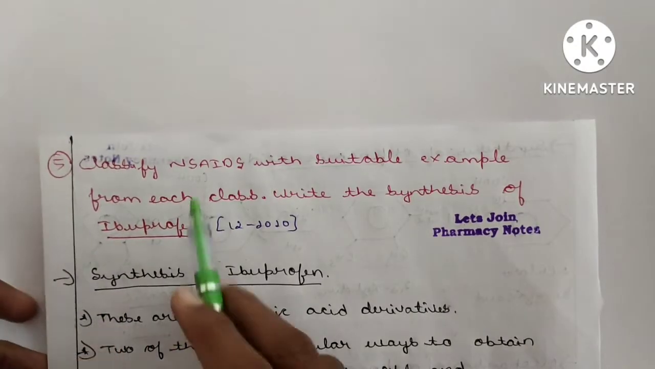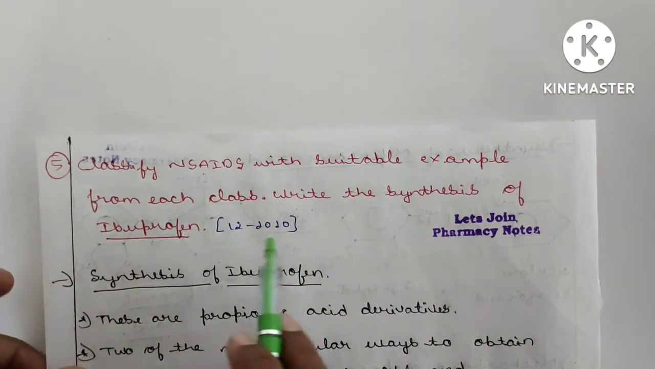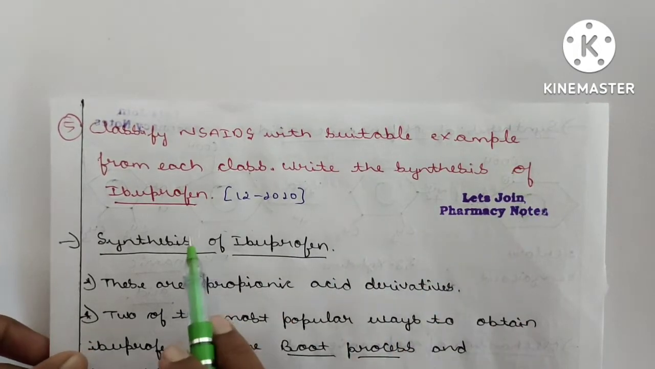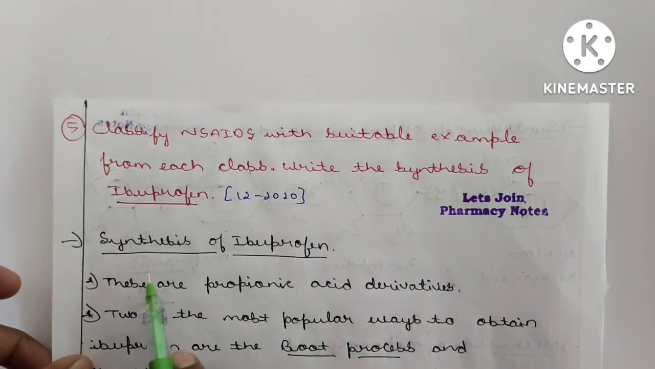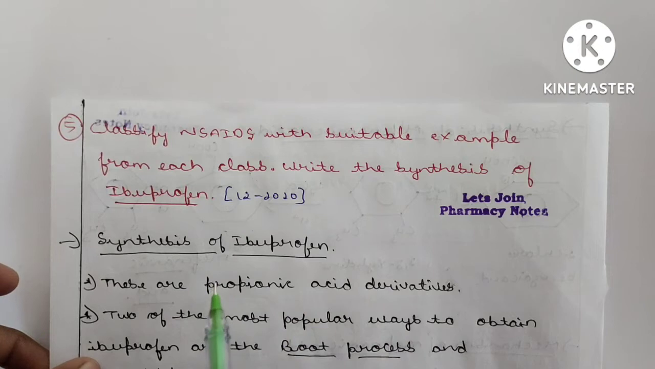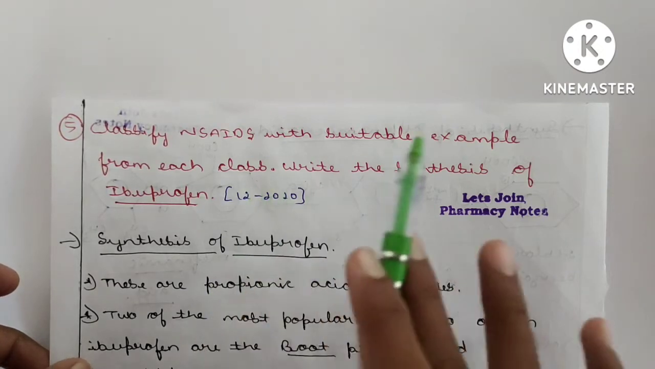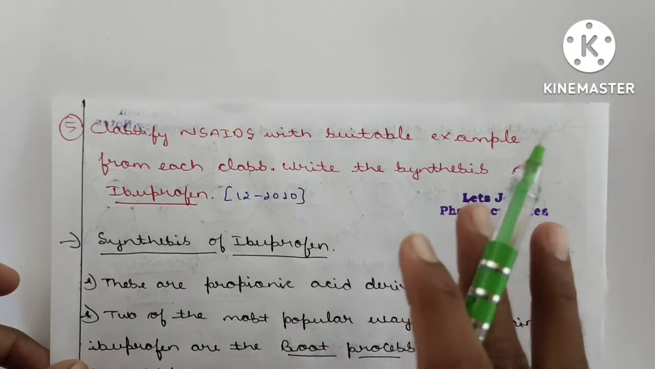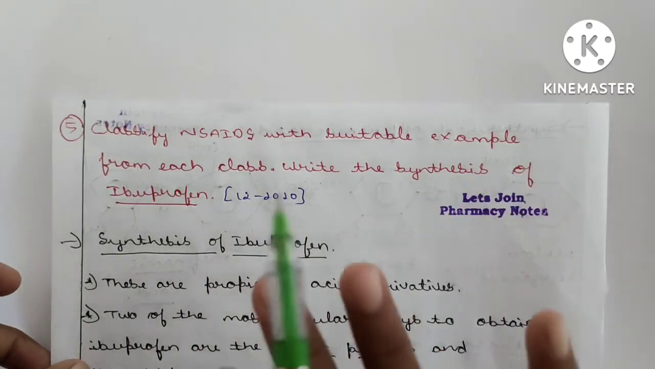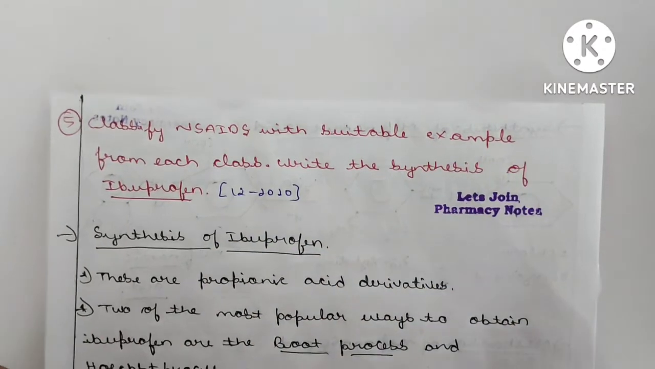Classify NSAID with suitable example for each class, and write the synthesis of ibuprofen. Here I have directly given the synthesis of ibuprofen. Why? Because NSAID and anti-inflammatory are the same. I have done that in part 2. You can go and watch that video, and if you want the notes, check the description of that video.